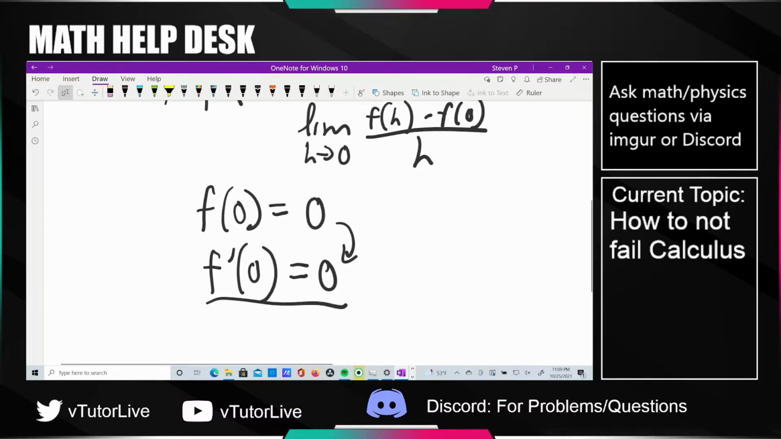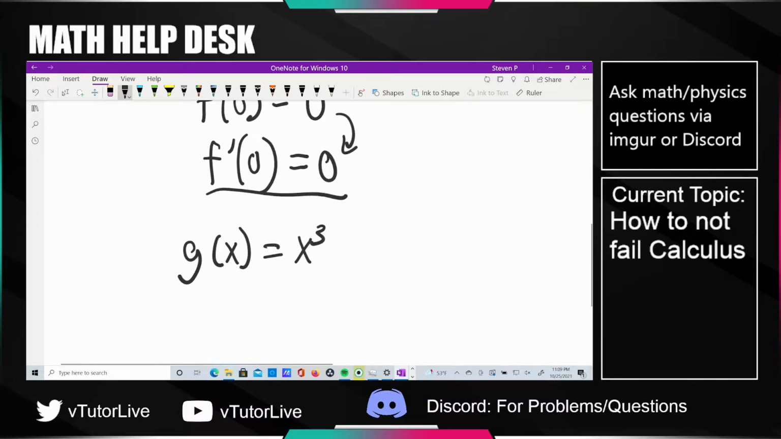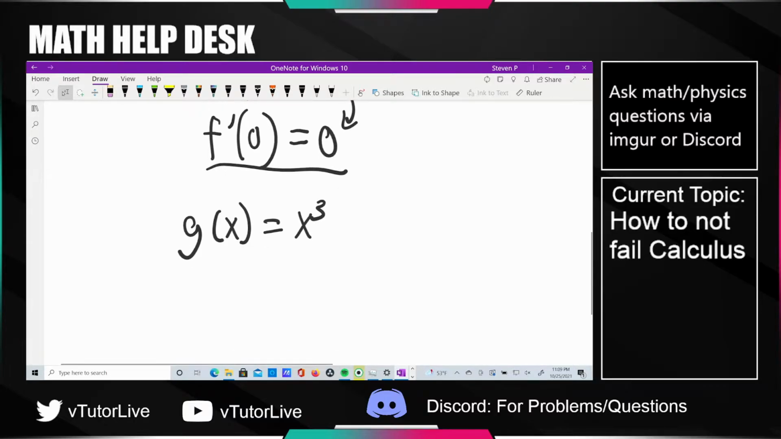Let's take a function g of x is equal to x cubed, and let's say we want to find g prime of x at x is equal to 1. Well, to take a quick picture, this essentially looks like a cubic. So at x is equal to 1, we'd expect to get some upward slope, right? Some non-zero slope.